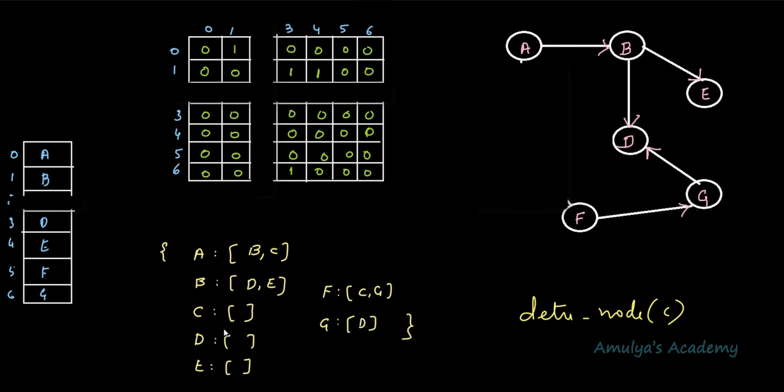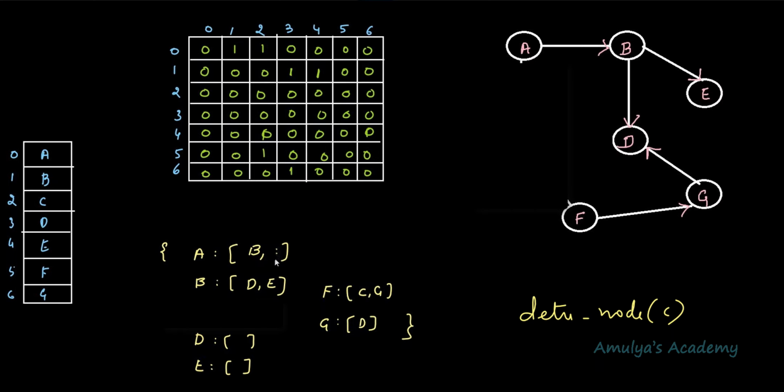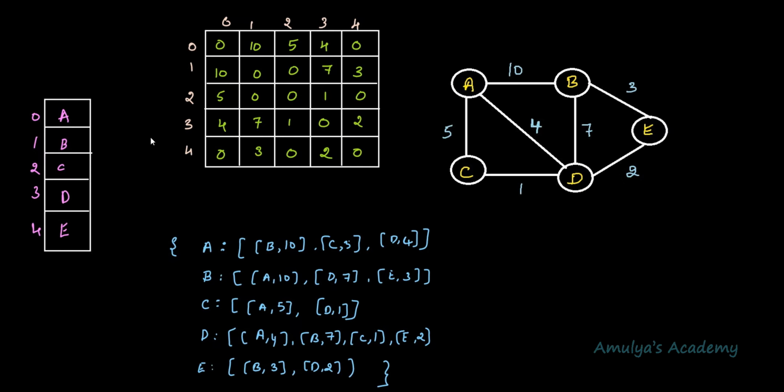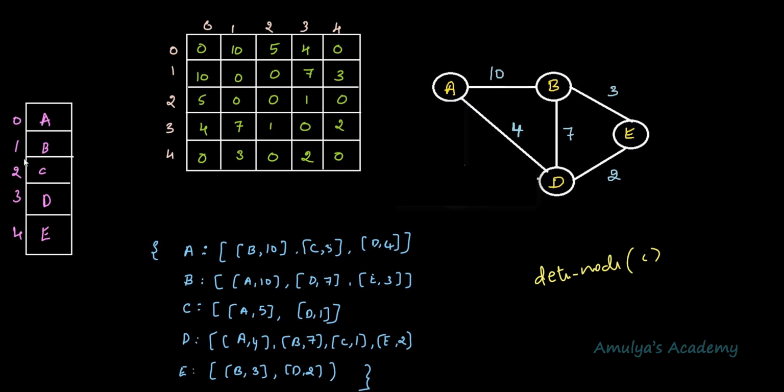In the adjacency list representation, delete C, as well as go through the values of each key and see whether C is present or not. If C is present in the list, delete that or remove that from the list. In the weighted graph, if I want to delete C, first delete that. Here delete the second row and second column because the index of C is 2. And here delete C, as well as check all the values or the list of key A, and if C is present, delete the whole list. Here C and 5, delete this whole list.